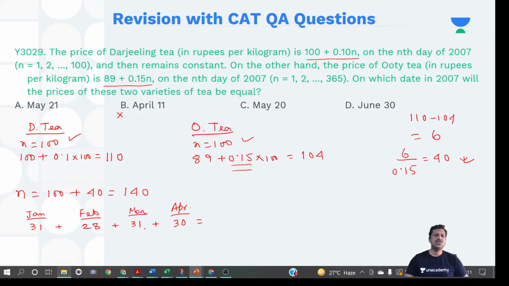This will be 62, 62 plus 20, 82, 82 plus 8, 90, 90 plus 30, 120. I need 140. So that means in May, I need to go for plus 20. So 20th May should be my answer. All right. So January, February, March, April is over. May 20 days are required. So 20 days means 20th May should be my answer.